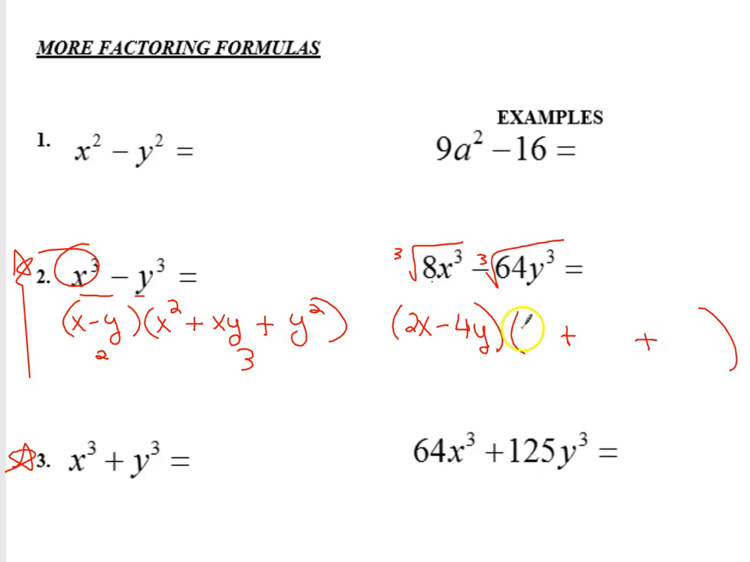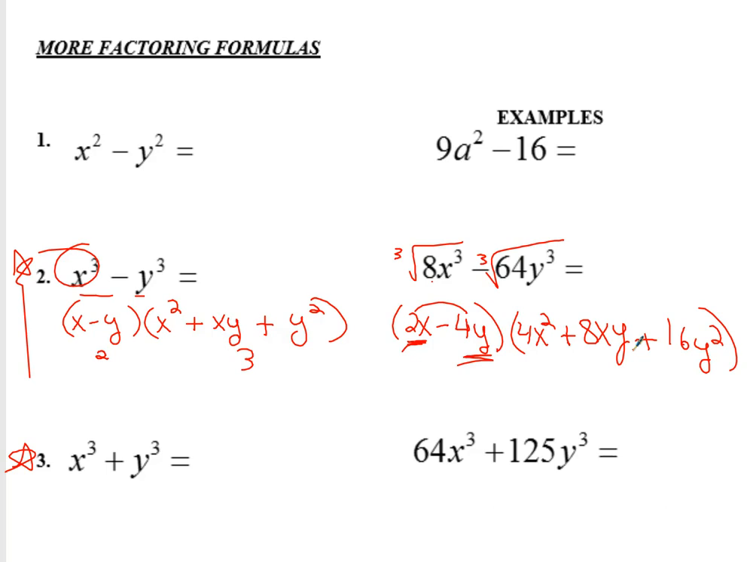So now this is going to be this first term squared. So we're going to do 2x times 2x, which gives us 4x squared. The last term is going to be this term squared. So we're going to do 4y times 4y, which is 16y squared. And for the middle term, we just multiply these two things together to get 8xy. Right? If we wanted to, we could then multiply this out to check it. But that's how it's going to factor.